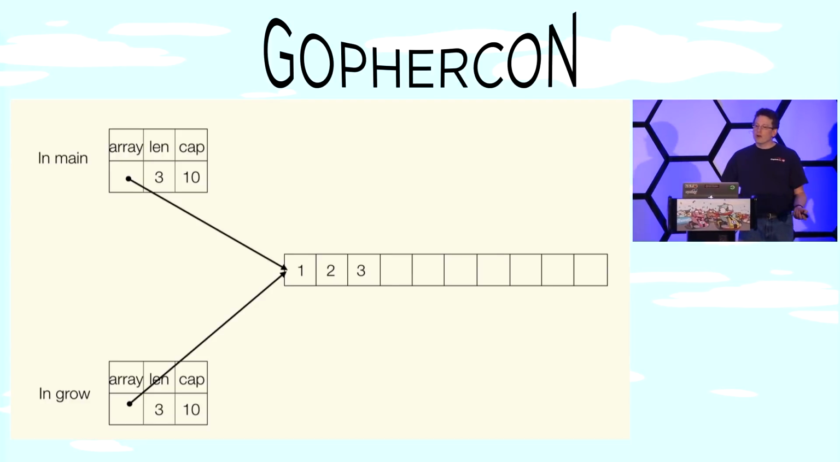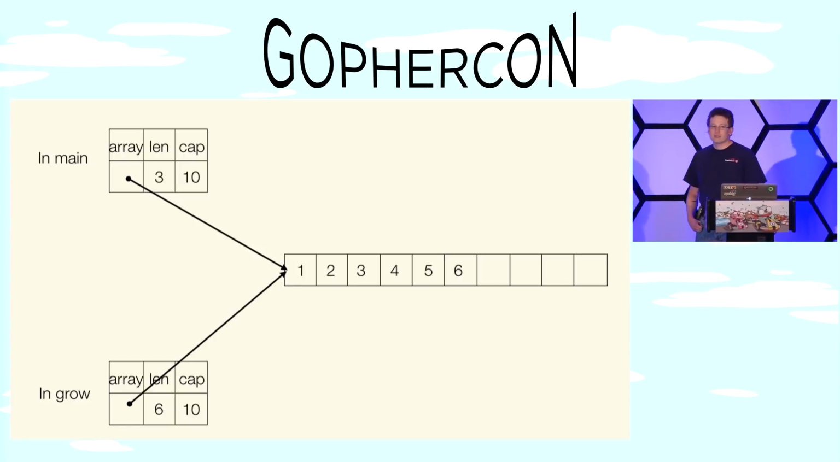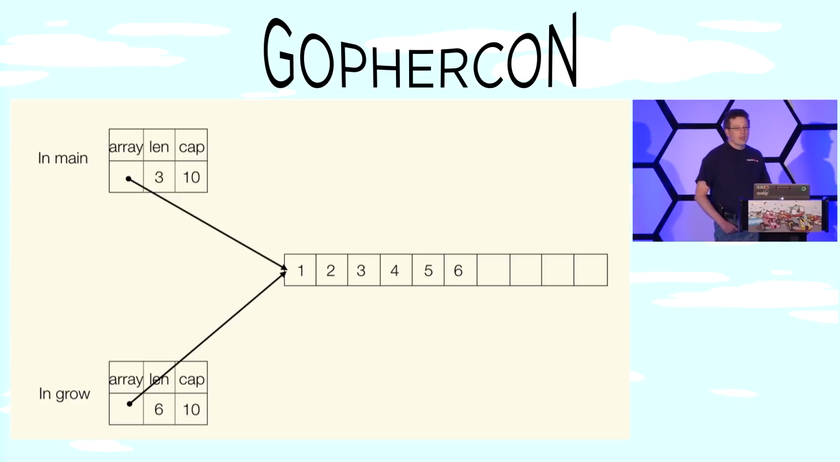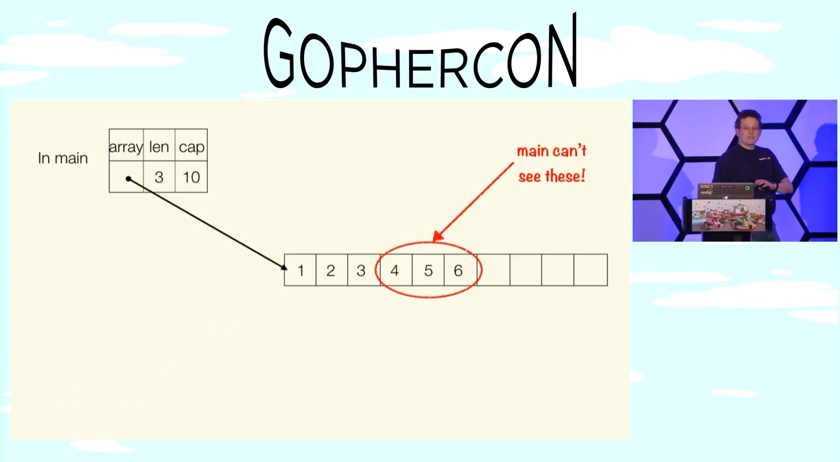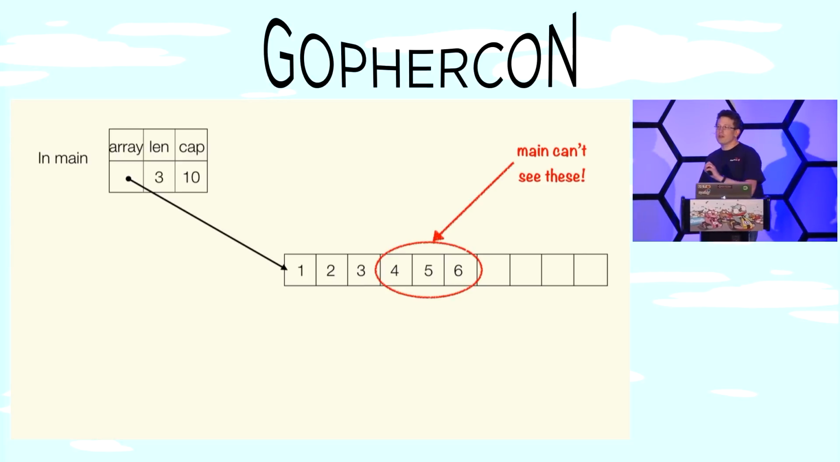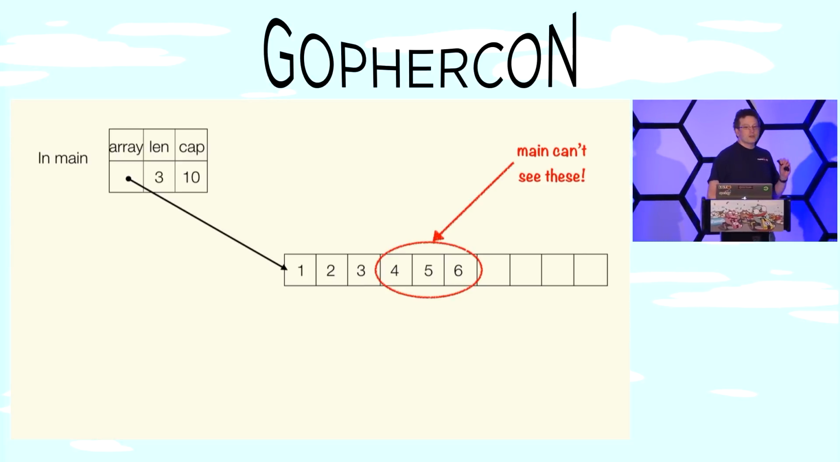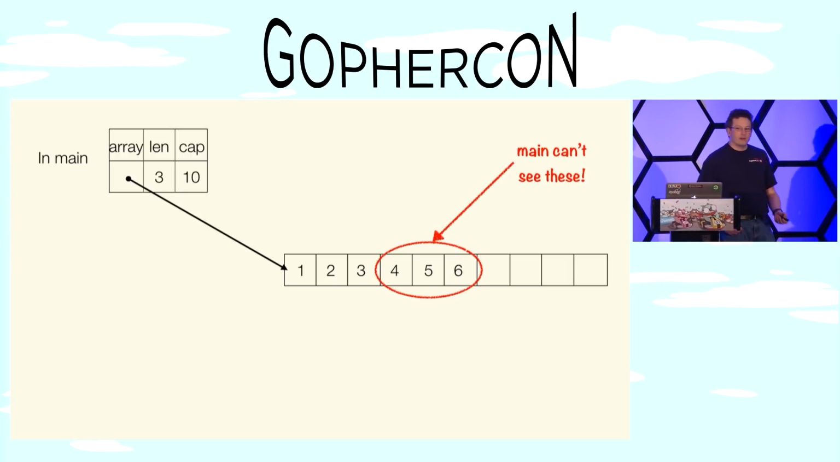And at the end of grow, we have put the new values in the allocated memory, and we've updated the length field to 6 in our copy in grow. But when we exit grow, the copy of the slice just disappears, and the length field in main is unchanged. The values are still there in the allocated memory, but we can't see them in main because the length field tells us there's only 3 values in the allocated memory.